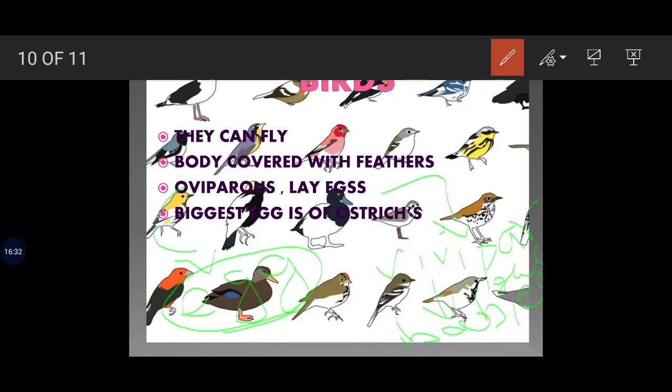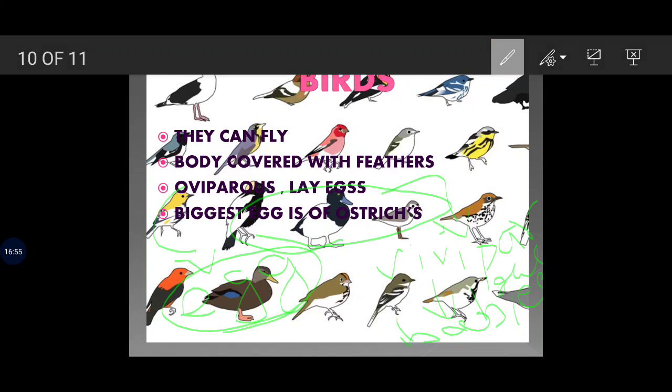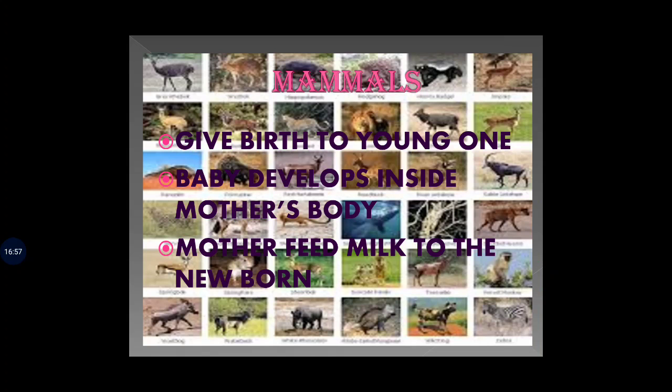So in case of fish, amphibians, reptilia and birds, till birds you would see this feature that they lay eggs, they are oviparous. And the biggest egg demarcated is the egg of an ostrich. It is the biggest egg of the world. Apart from this, we have mammals.